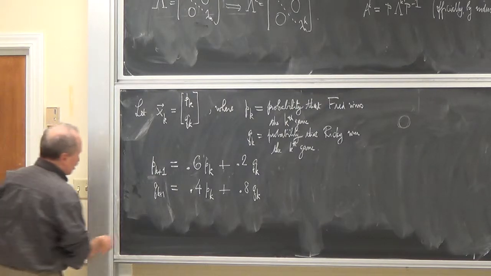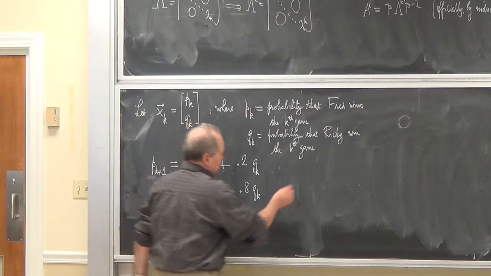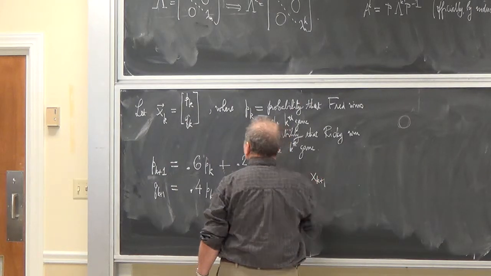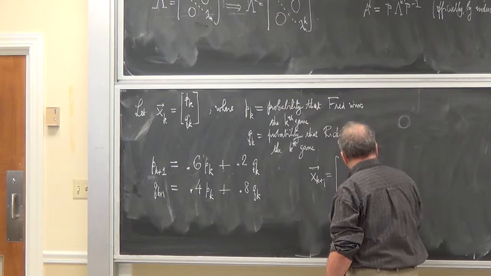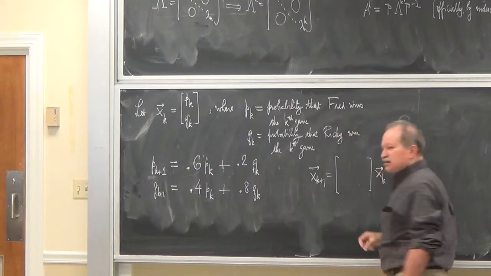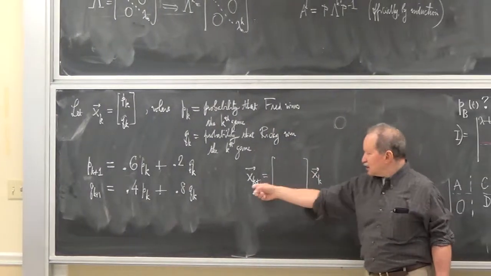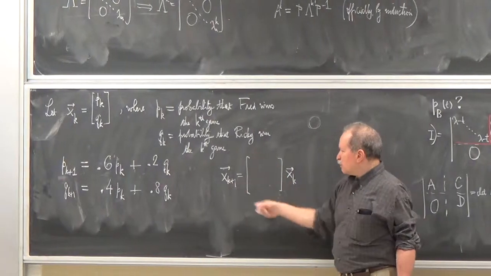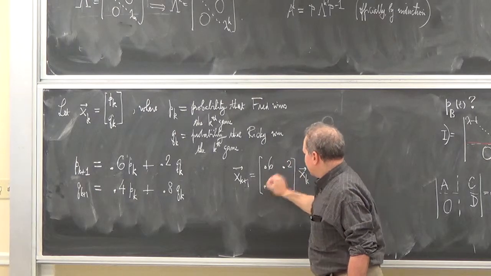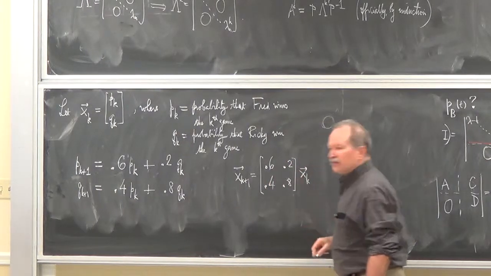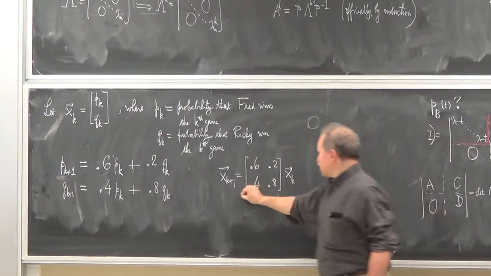So I have what's called a transition matrix here. Namely, I can now look at this vector of probabilities, and I can say that the transition from the vector at time k to the vector at time k plus 1 is given by this matrix that we just wrote down here, now in matrix form. It looks like that. And this is called the transition matrix.